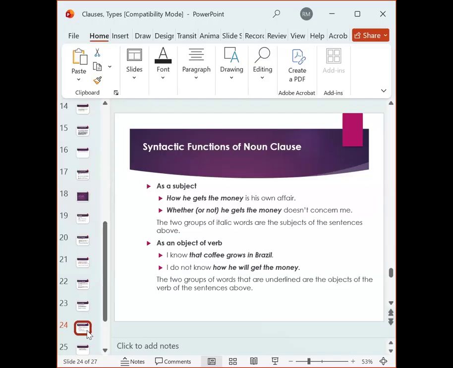As a subject, how he gets the money is his own affair. So the noun clauses have been bolded. Okay. So how he gets the money, that's a WH nominal clause. Whether or not he gets the money doesn't concern me. That is if or whether, what we call the yes or no nominal clause.